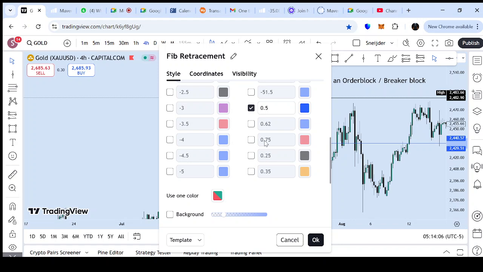Please, can you go back on how to set the Fibonacci?